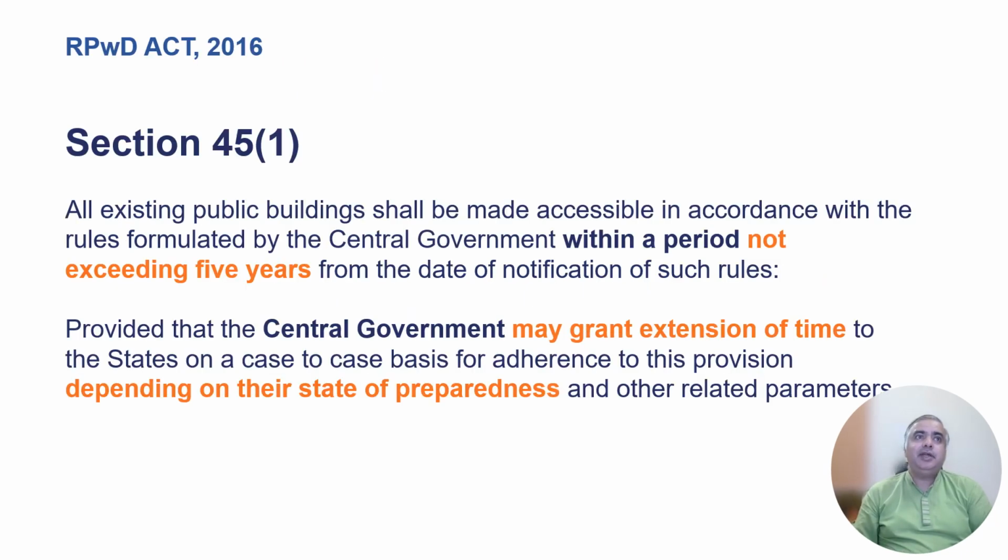Section 45(1) further talks that all existing public buildings shall be made accessible in accordance with the rules formulated by the central government within a period not exceeding 5 years from the date of notification of such rules. It is fixing a timeline, provided that the central government may grant extension of time to the states on a case to case basis for adherence to this provision depending on their state of preparedness and other related parameters.